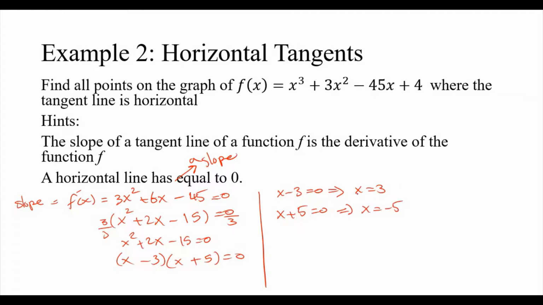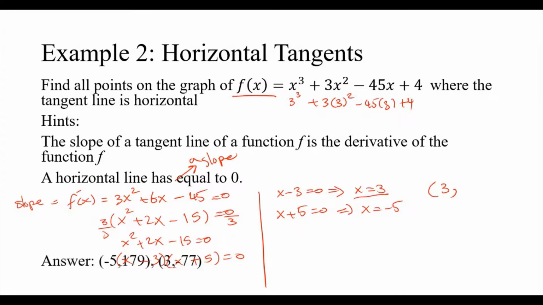So the first thing is, when x is equal to 3, what is the point at which the first horizontal tangent is going to be? To find that point, we plug x equals 3 into the original function to find the y coordinate. You get 3 cubed plus 3 times 3 squared minus 45 times 3 plus 4, and the answer is going to be negative 77.